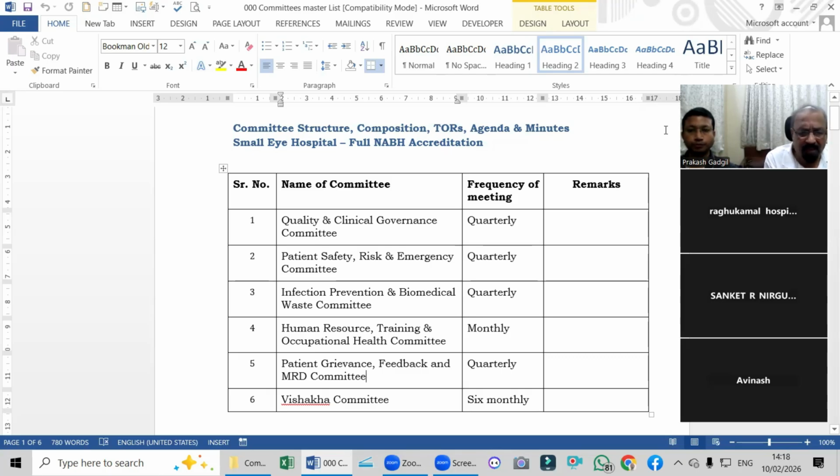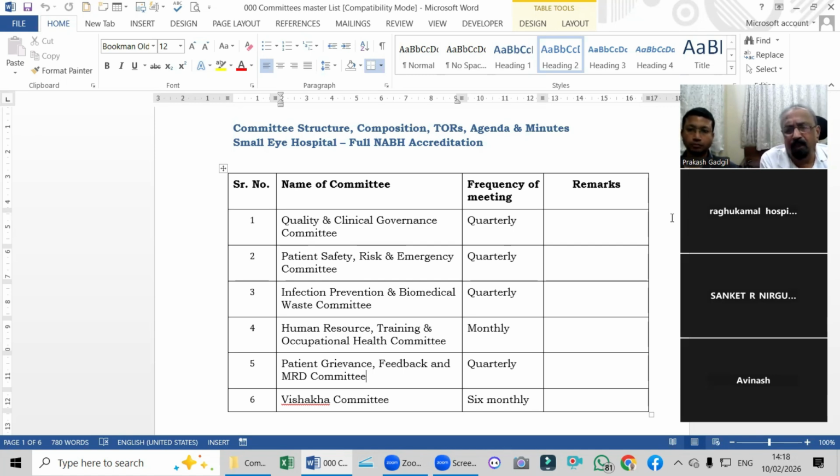Now, there is a 6th committee called the Vishaka committee, also called the POSH committee. This is for prevention of sexual harassment in a nursing home or in a hospital or in an establishment. Now, this committee is under an Act of Parliament. Every organization employing more than 15 people has to have this Vishaka committee, and it has to meet once in 6 months.